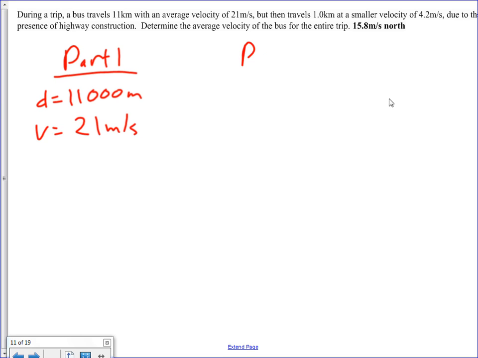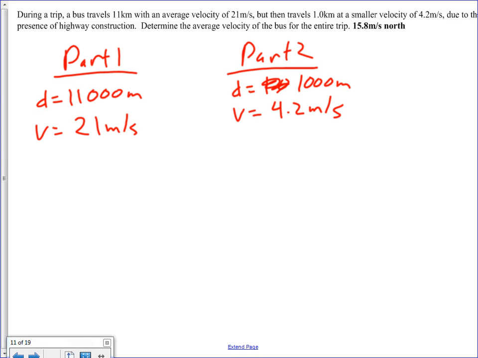For part 2, the distance traveled is 1.0 kilometers or 1,000 meters, and the speed at which that is traveled is 4.2 meters per second. I want to find the average velocity, and I know that to do that I need total distance and I need total time. The issue here is I don't know the total time. But that's okay, I can find it. I know d and v for each of the 2 parts of the trip. So I'm going to manipulate v equals d over t for t. So t equals d over v.